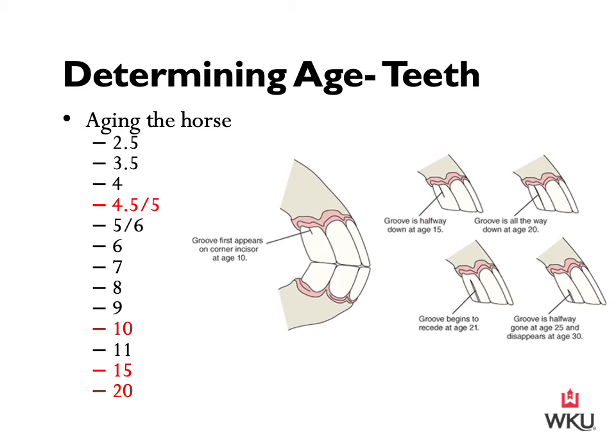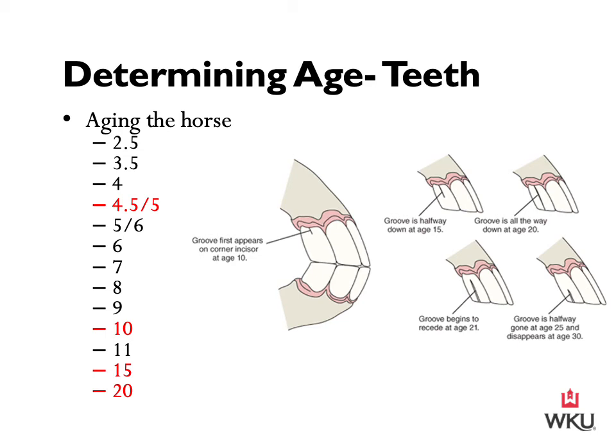By the age of 9, the infundibulum will have disappeared from the teeth. The Galvayne's groove will begin to appear on the upper corner incisors and work its way down when the horse is around 10. So 10 is going to be the age at which the Galvayne's groove is going to appear. Around the age of 11, the hook will appear again on the upper incisors. So we said that a commonality between a horse that is 7 and a horse that is 11 is the hook that will begin to appear on the upper incisors.